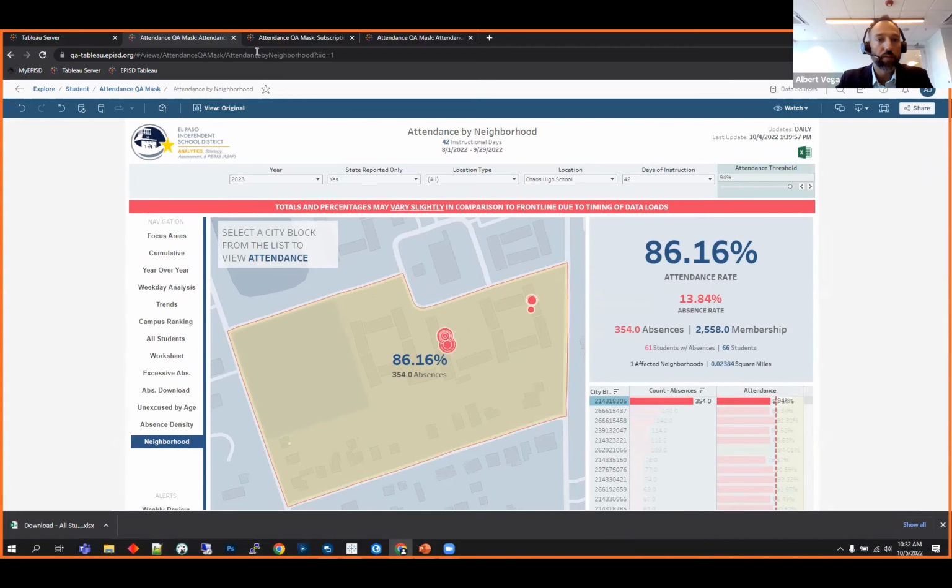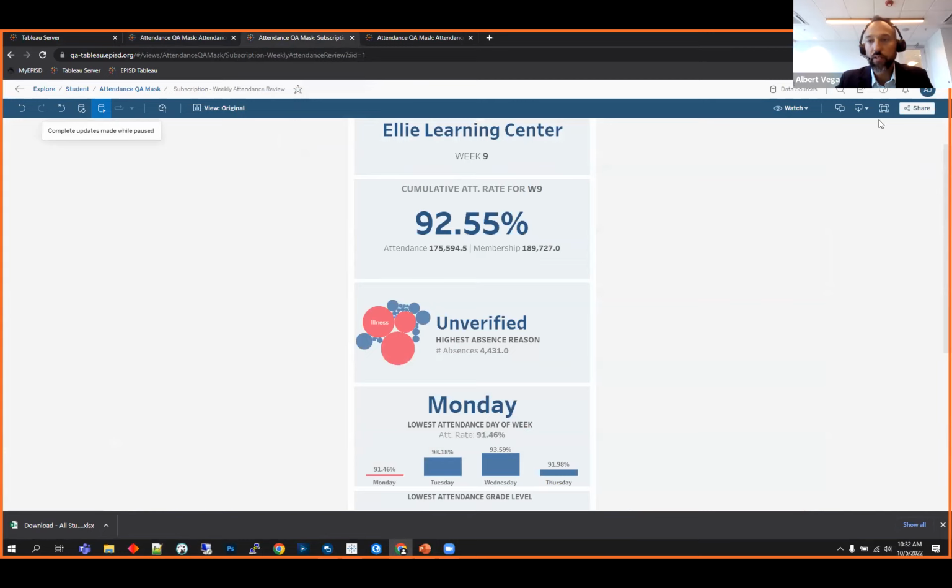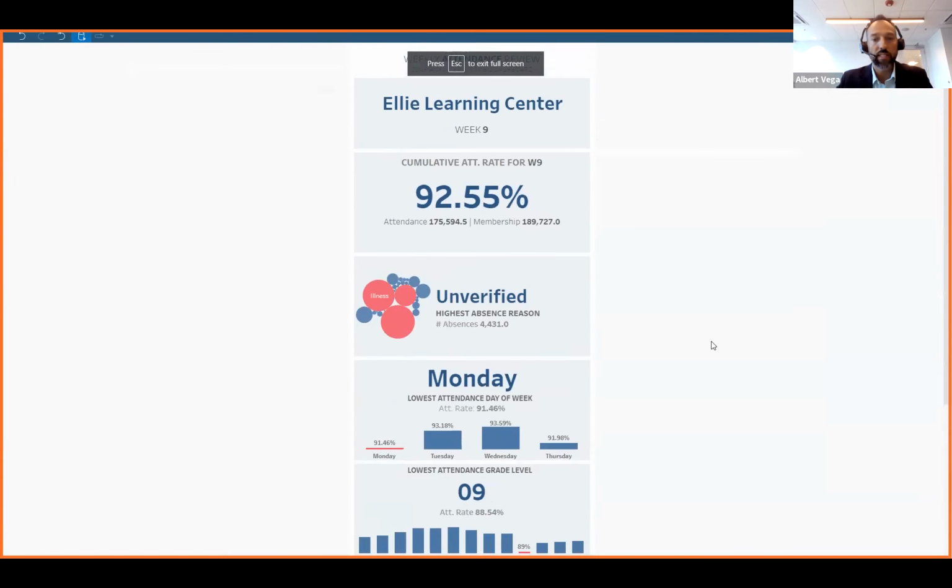One of the other things that we like to do with all of our dashboards is focus on sending Tableau to the user when the user cannot get to Tableau. In this case, what you see here is a weekly reminder that goes out on Monday to principals. It gives them their previous week attendance rate, their cumulative attendance or how many absences there were, and their highest absence reason.